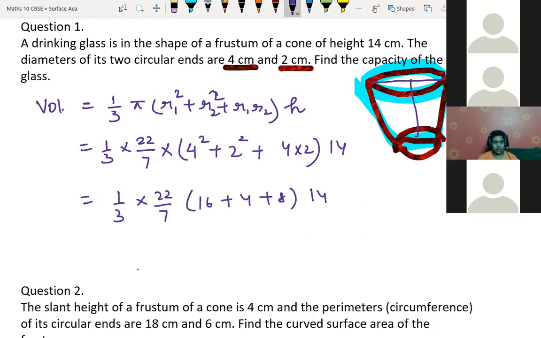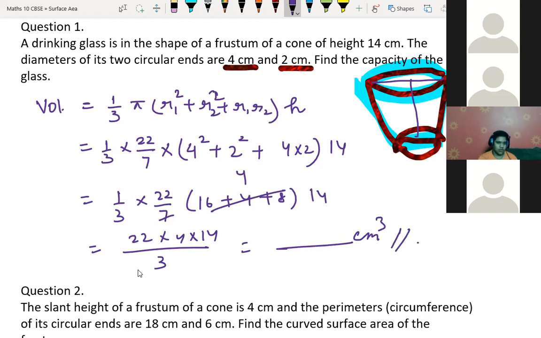So 28. So this whole 7 will cancel with 14. 3 will not go. Now we can solve, children. 22 into 4 into 14, you just divide by 3. 22 into 4 into 14, and you'll get the answer in centimeter cube.